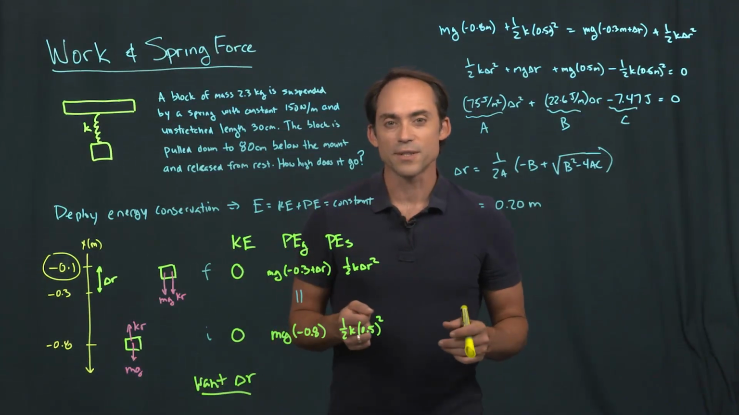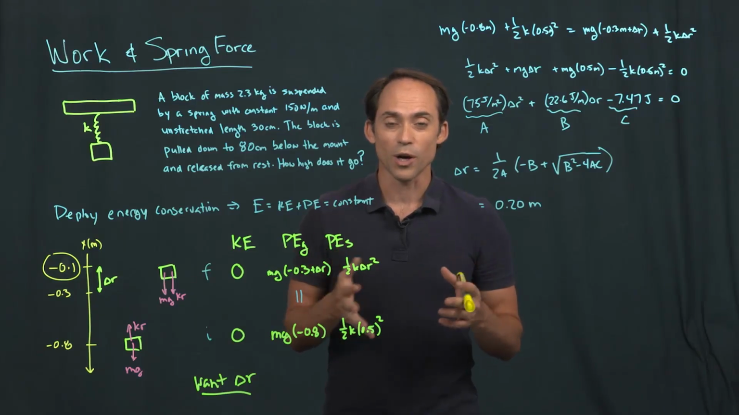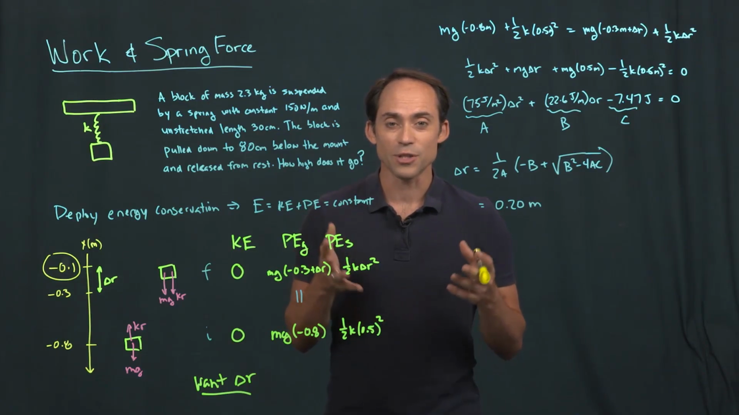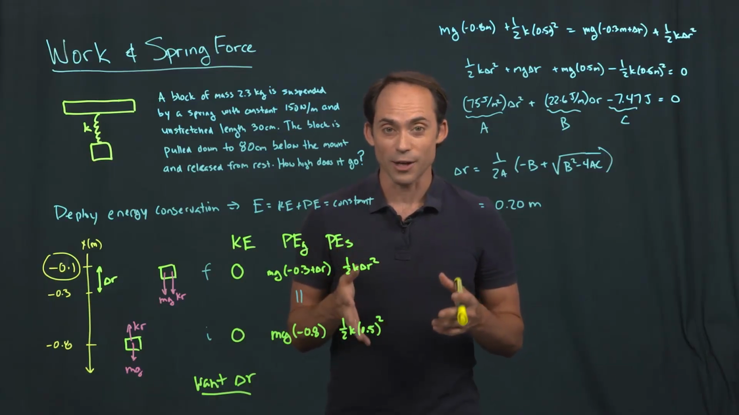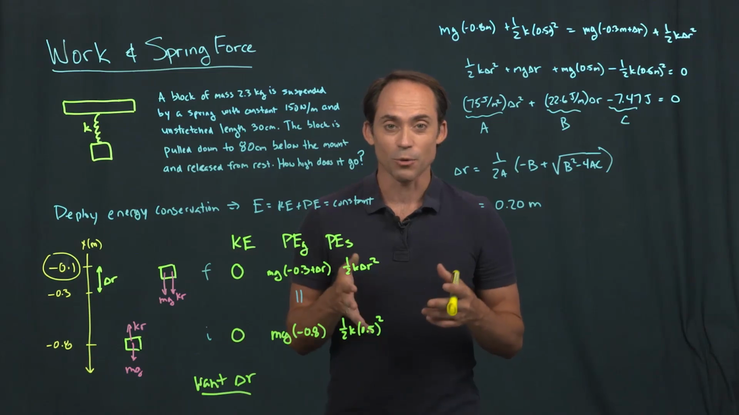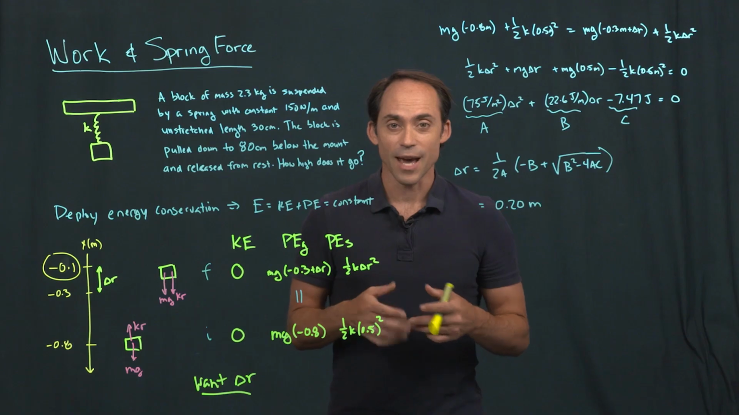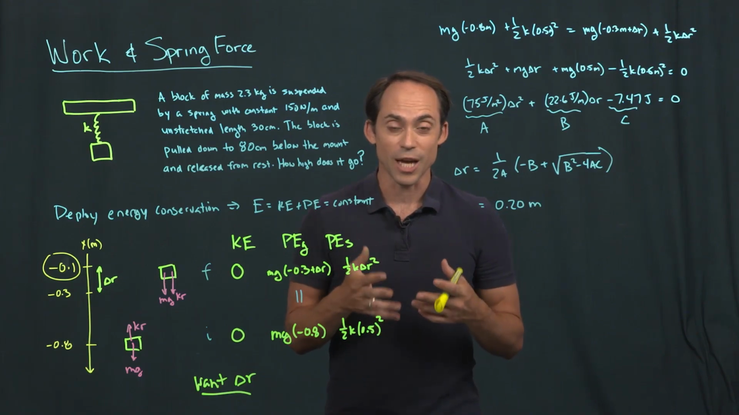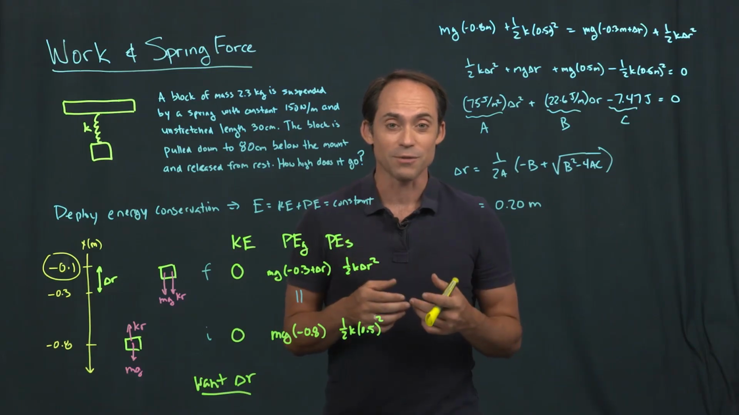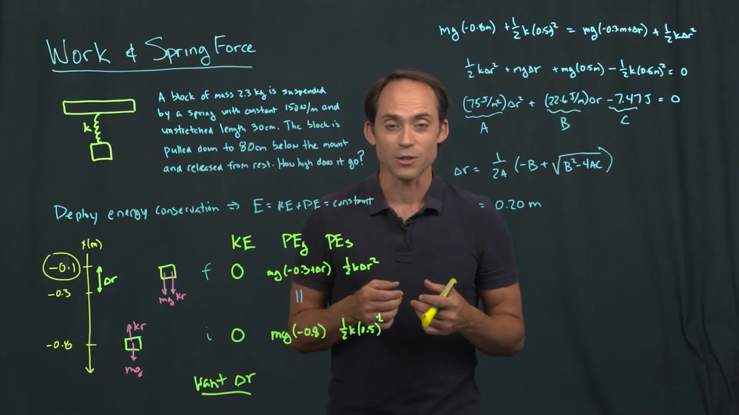So hopefully from these examples you've seen how we can apply two different ways of using the work-energy theorem to solve problems involving springs. One is to calculate the work as a force acting over a distance and equate that to the change in kinetic energy. And because the spring force changes with distance, we have to look at the work term integrated, so that gives us 1/2 k times the difference in positions, each quantity squared.